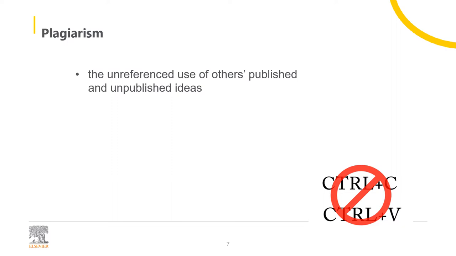So, for example, ideas within research proposals are covered by this, and also ideas in unpublished manuscripts are covered under this. So a reviewer who reads a nice manuscript with some good ideas in it can't say, well, I'm going to reject that paper and use the ideas myself. That would be considered to be plagiarism.